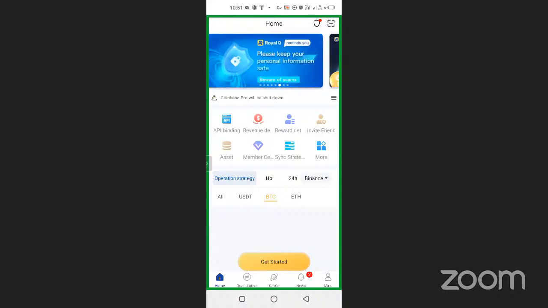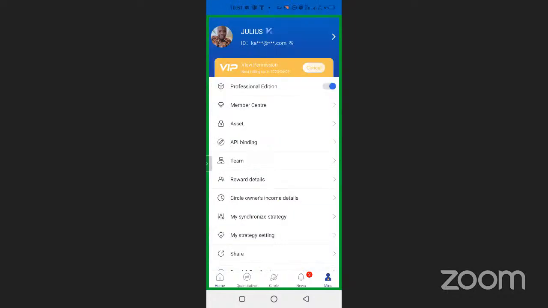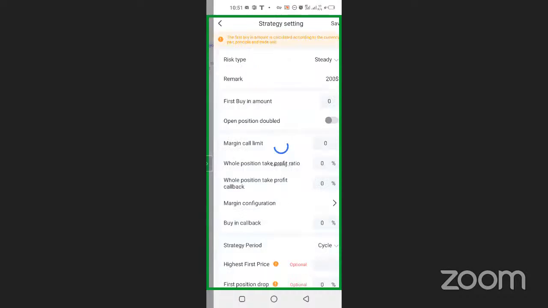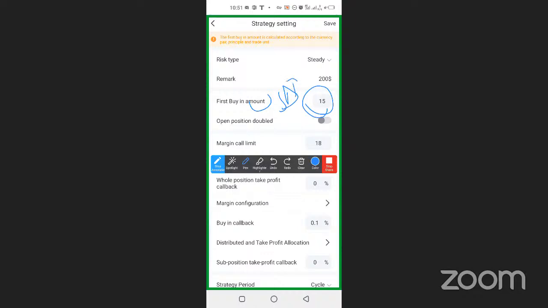But the question could be, how do you work on your settings? Ladies and gentlemen, you don't need to worry. You don't need to get scared because you just use the same settings. But what do you change? The other time here, you had been talking about 15 USDT. Now just go and convert and know how much is 15 USDT in Bitcoin.